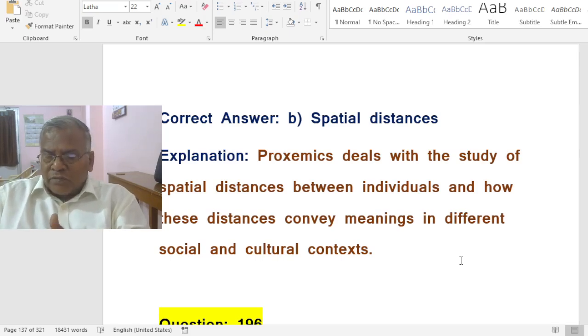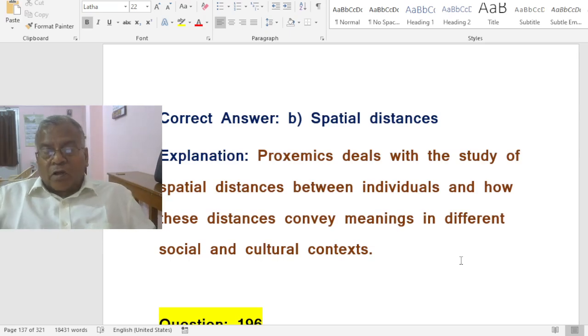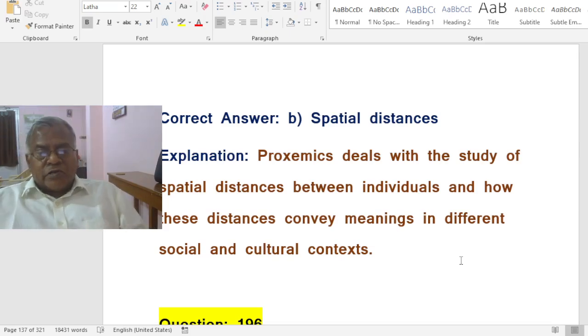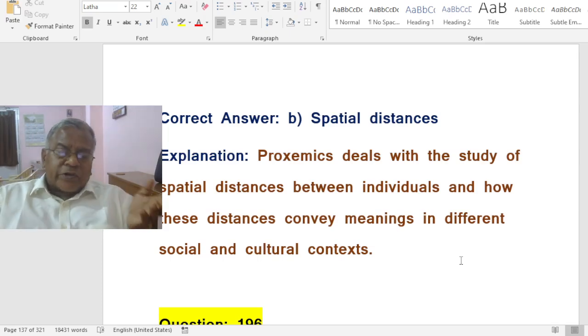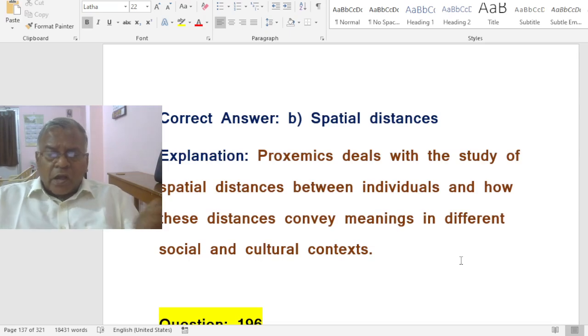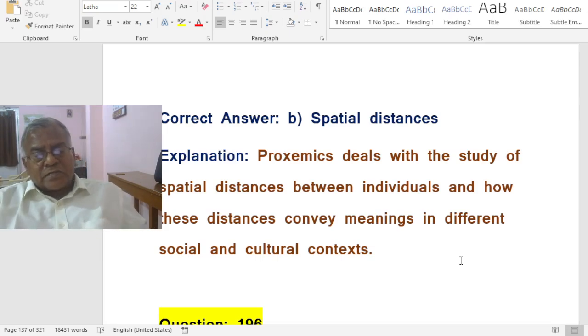Suppose a student, he will not be standing very near the principal. He cannot go very close to the principal. He will respectfully keep a distance normally. You have seen this, especially with authority figures. So proxemics deals with the study of spatial distances between individuals and how these distances convey meanings in different social and cultural contexts. But if you are talking to a friend, you will be very close to him. You may simply touch him or even hurt him perhaps. Not out of disrespect, out of love you are doing that. So proxemics deals with the study of spatial distances. So please keep this in mind.